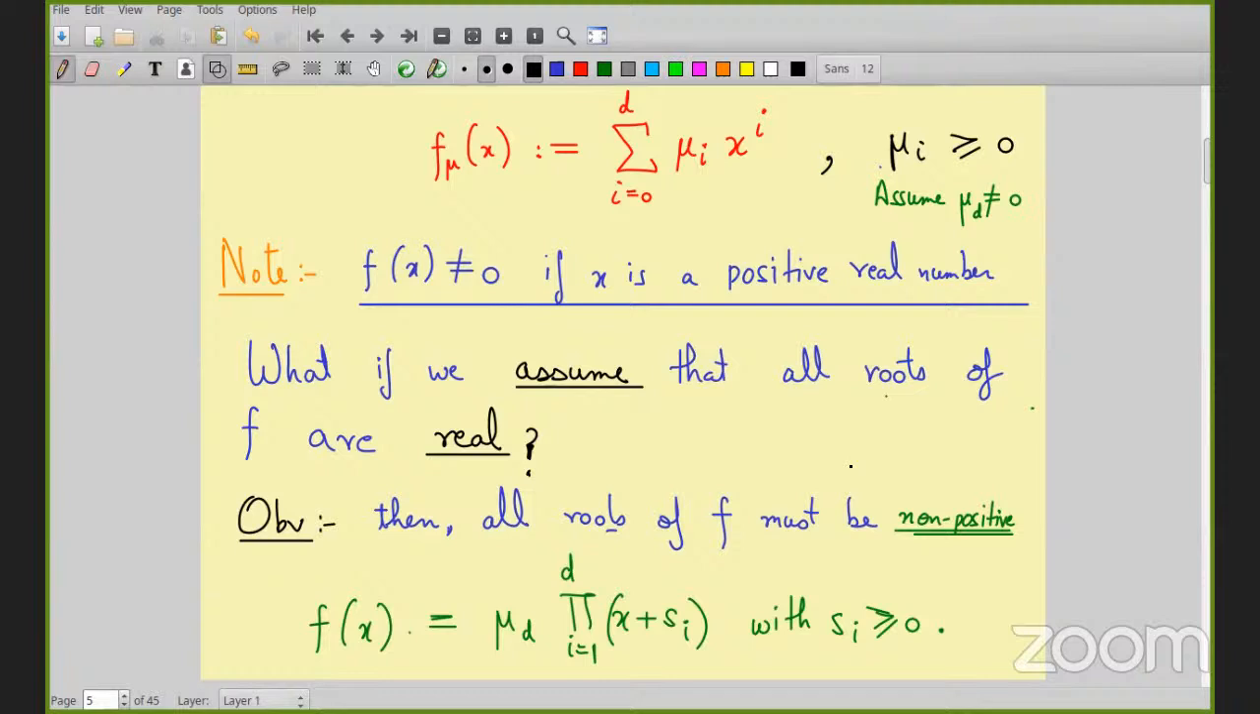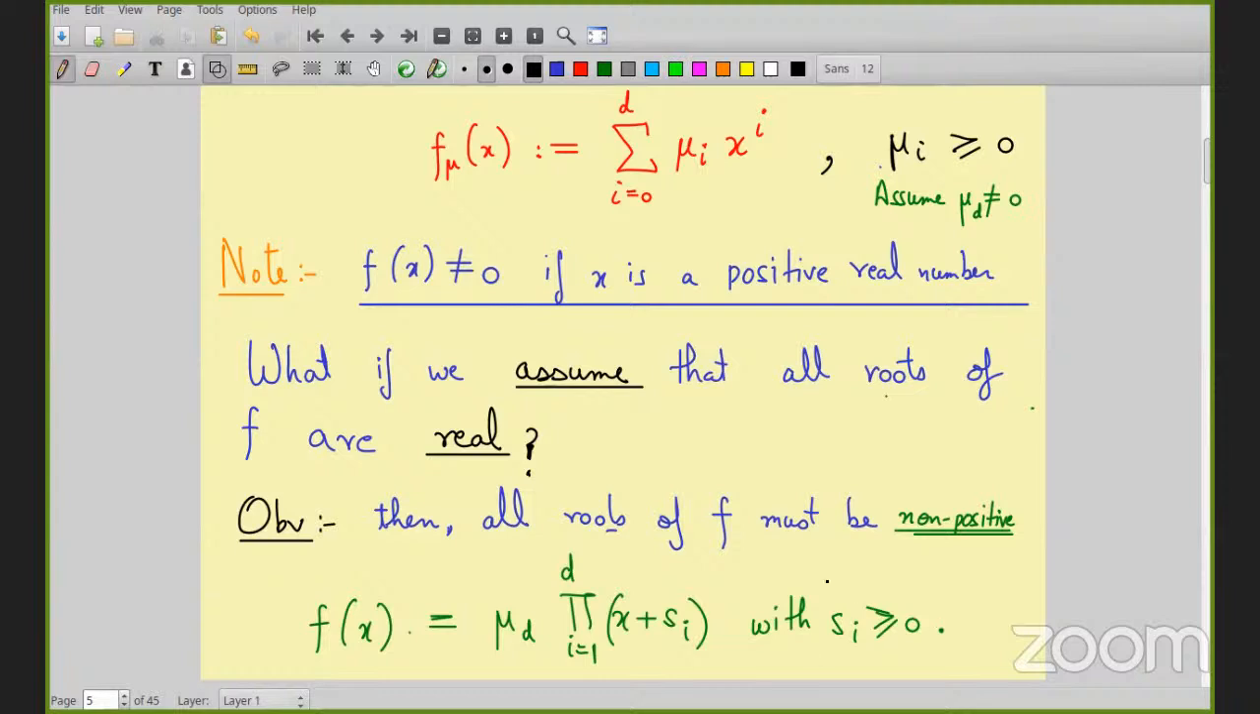It's actually written on the slide. Negative, right? Zero or below, so non-positive. In particular, I'm assuming for regularity that mu d is non-zero. If mu d is zero, why would you even write it as a degree d polynomial? It's just a distribution up to d minus one. So I'm assuming that mu d is positive. Then you can factorize this f in this form: mu d times the product for i equals 1 to d of x plus s_i, where s_i is positive.